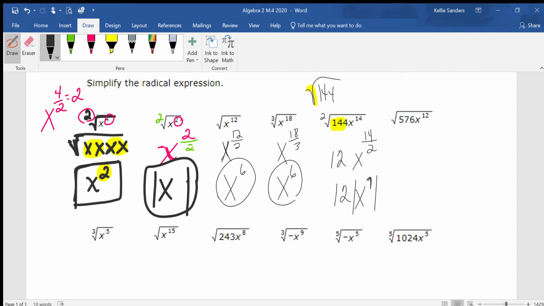Okay, I'm going to grab my calculator. Square root of 576 is 24. So 24 x to the 12 over 2. 12 over 2 is 6. 6 is even, which means if we have an even amount of positives, we get positive, and if we have an even amount of negatives, we'd get a positive, so it really wouldn't matter. It only matters if we have an odd amount of negatives and positives.